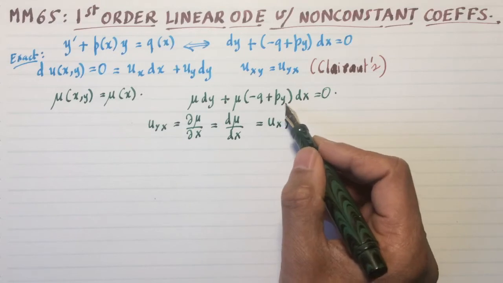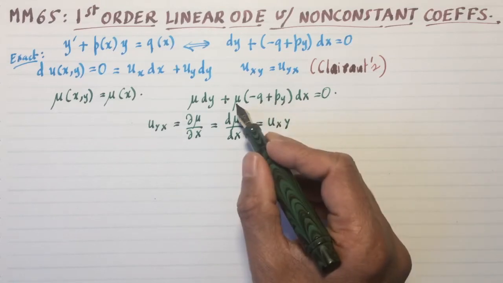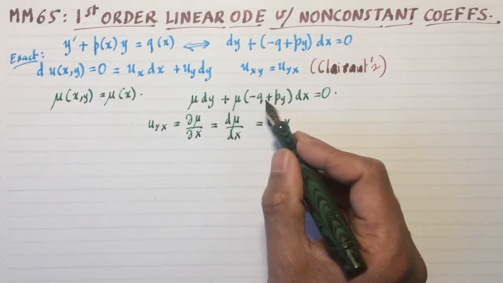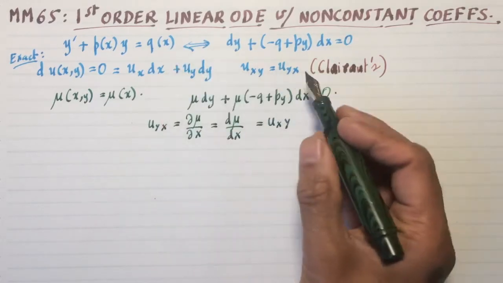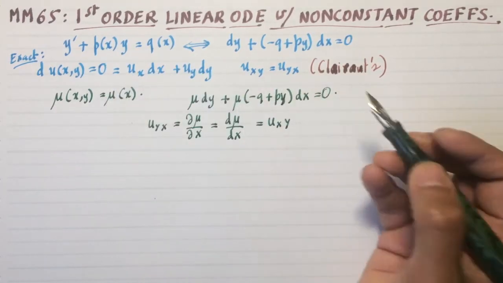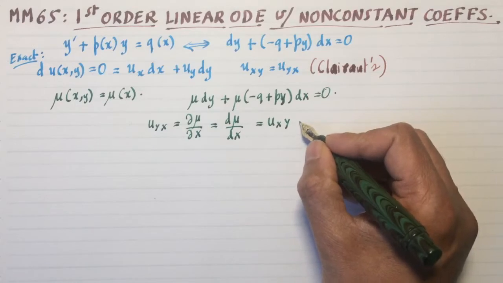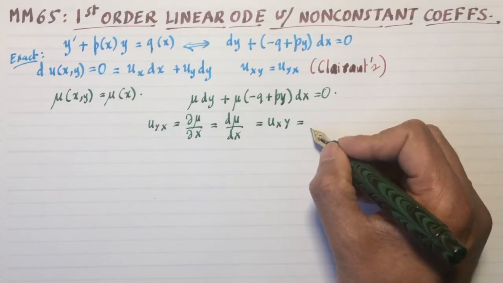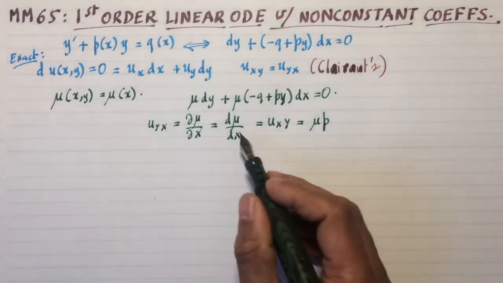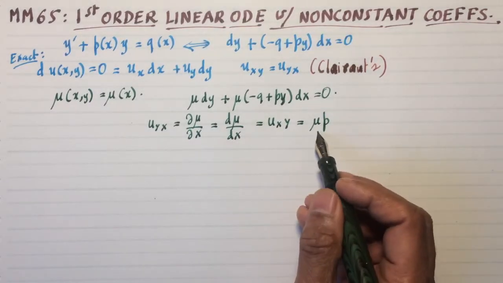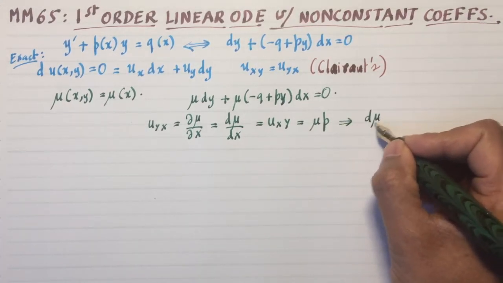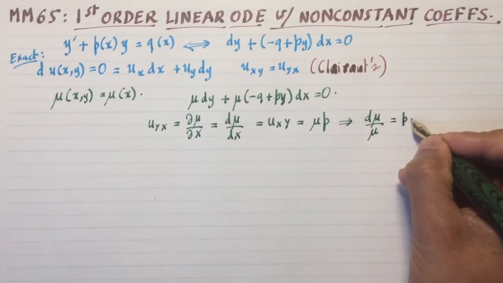So the partial derivative with respect to y of this, well, mu is just a function of x, so the partial derivative with respect to y does not act on that. Q is also a function just of x. P is also a function just of x, so it only acts on the y term. So I'm going to get, this is equal to mu times p. So now I have a really interesting equation, d mu by dx equal to mu times p. So that gives me d mu by mu equals p dx.